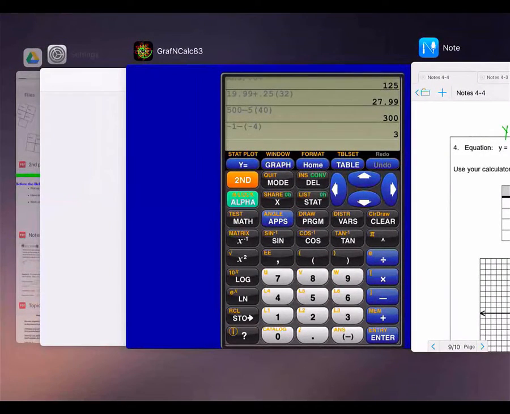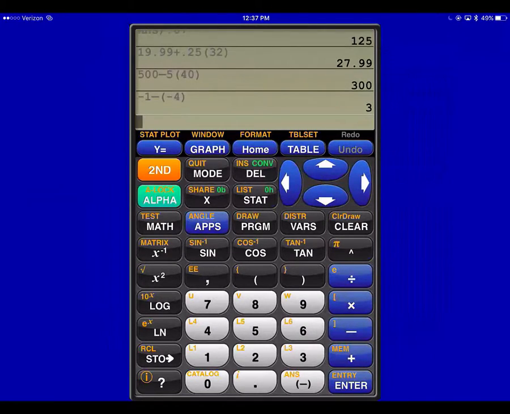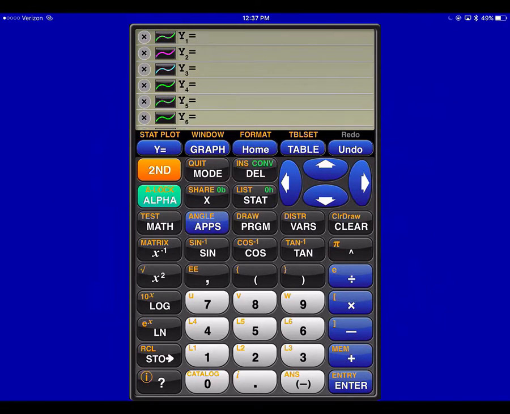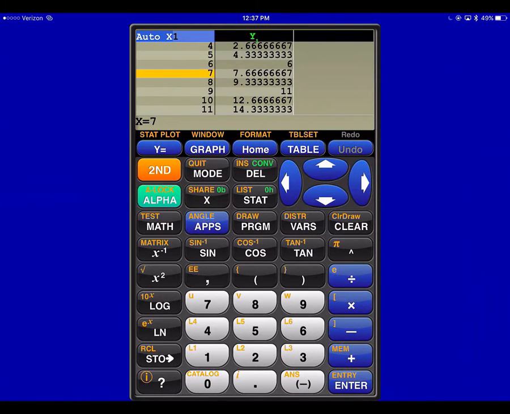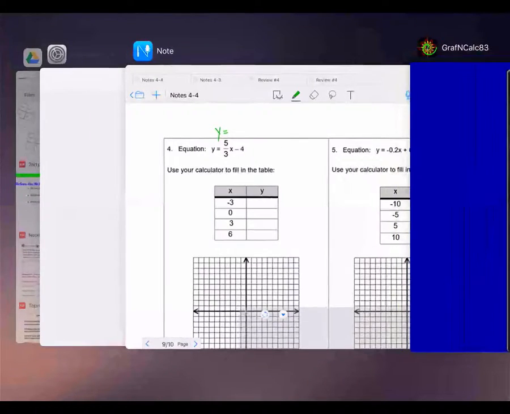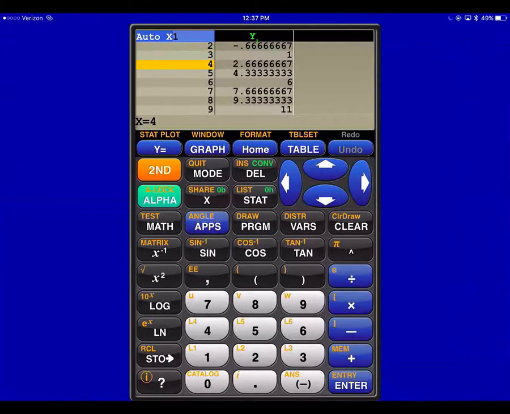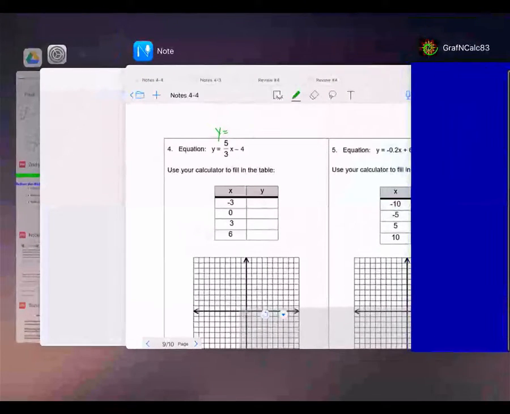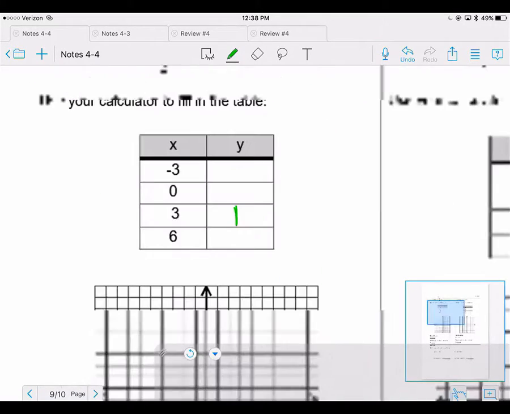On your calculator, y equals is on the top left. And then you would plug in whatever. So we have 5/3 x minus 4. And then when you click the table button, you can use this to fill in that table. Whatever they are asking you for is what you need to write down. So for example, when x is 3, y is 1. And I would fill in the rest of the table.